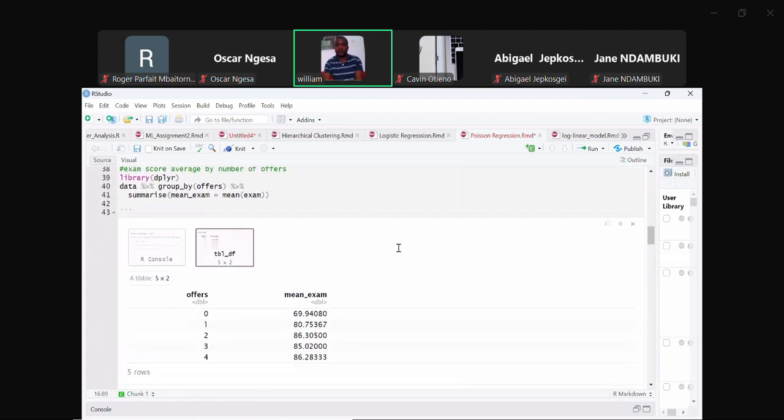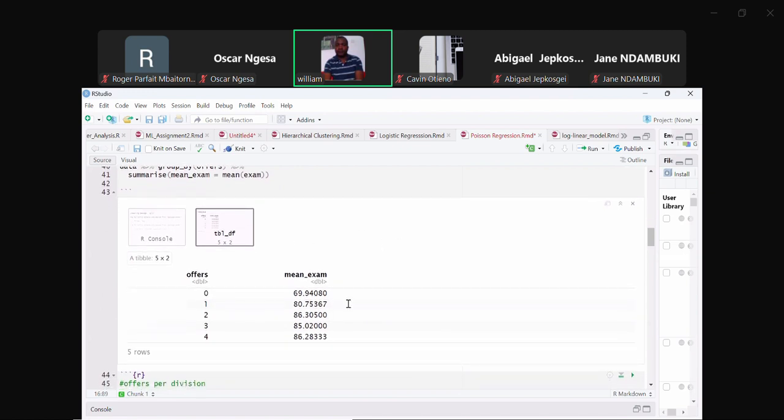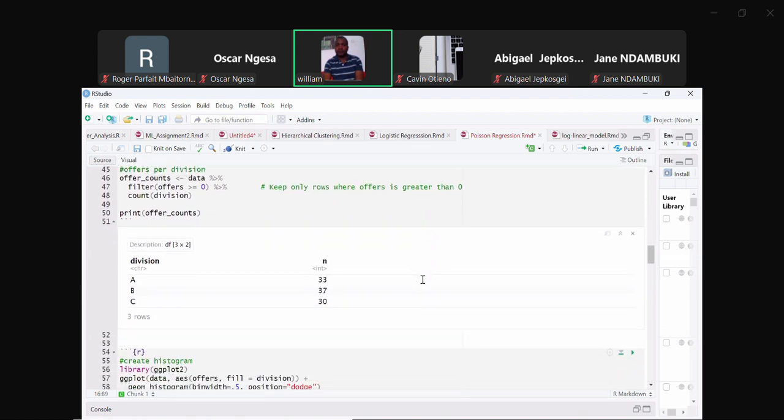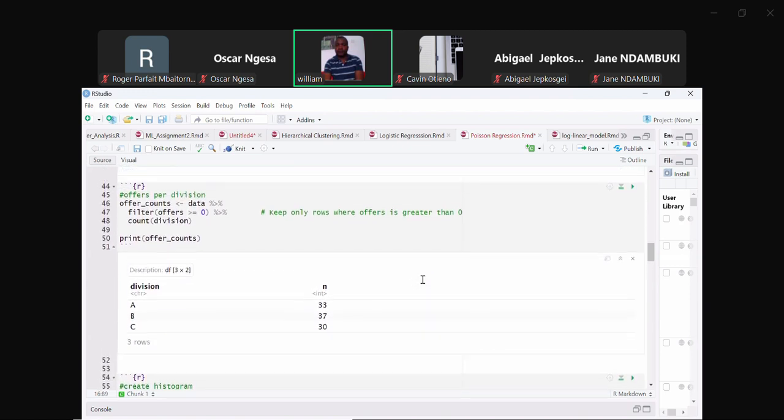This one is just to see the offer mean, because we need to do some concise statistics before we proceed. And here we also see, based on division A, how many people received the offer. I think this is just how many players came from division A, how many came from division B, and how many came from division C. If you add this, it's 100.